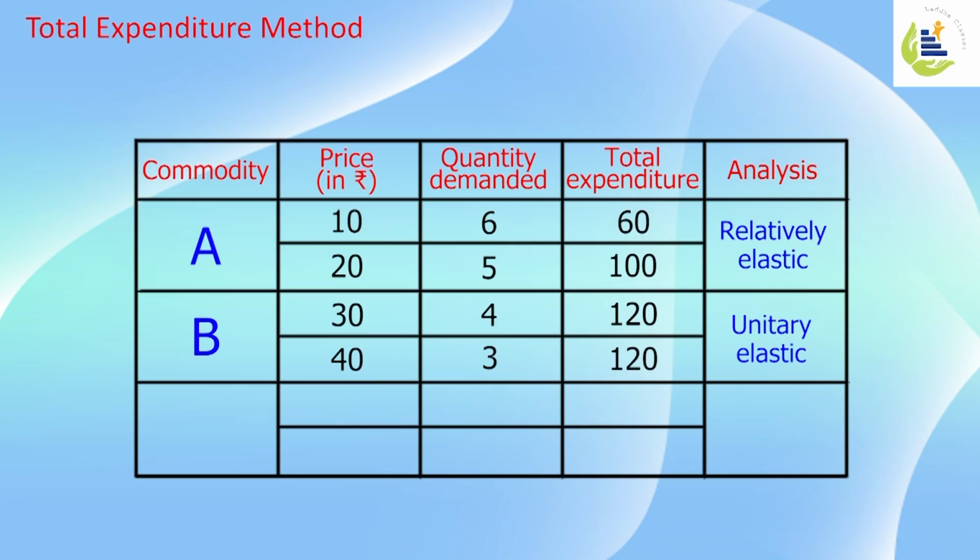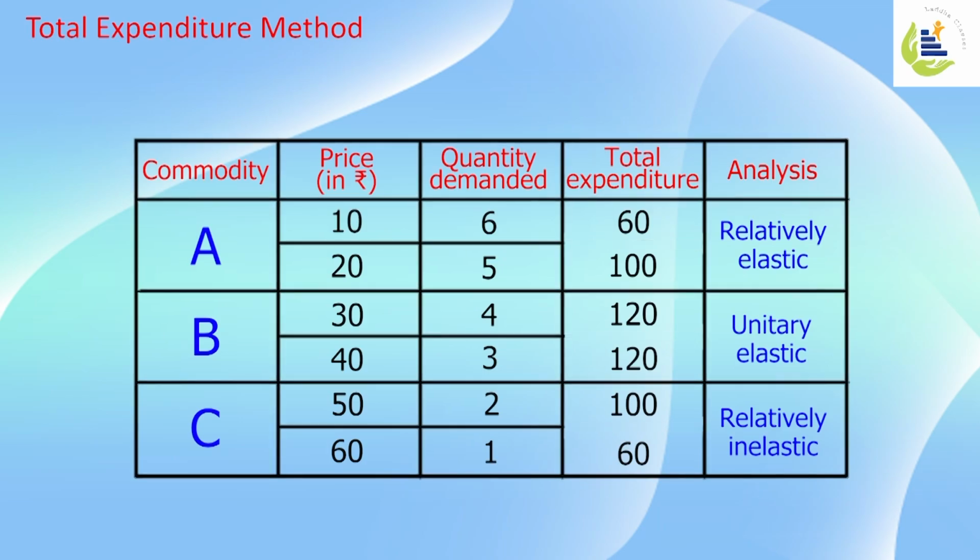In the next case, let's say for product C, what happens? The price of product C is 50 rupees per kg when 2 kgs are demanded. So my total expenditure will be 100 rupees. If the price of product C has changed from 50 to 60, my quantity demanded reduces from 2 to 1. So my total expenditure becomes 60. Earlier it was 100, now it is 60. My total expenditure has reduced. When the total expenditure is reduced, we say elasticity of demand is less than 1, which means it is relatively inelastic in nature.